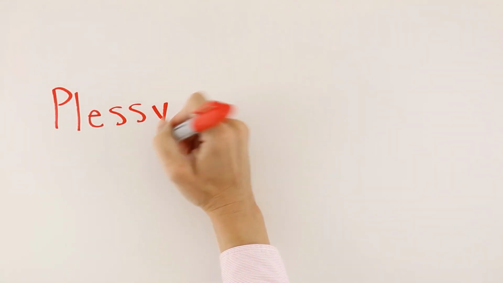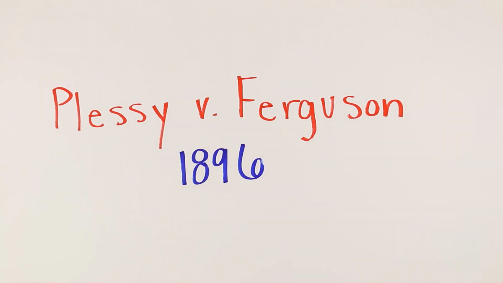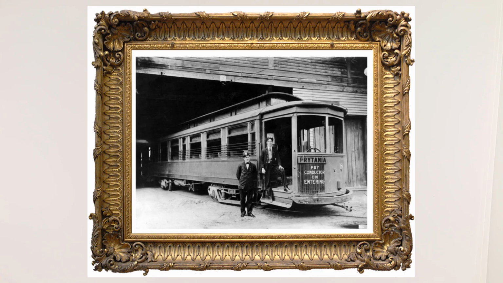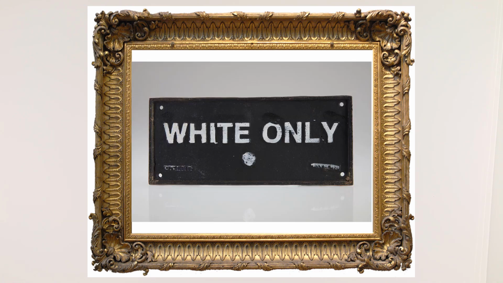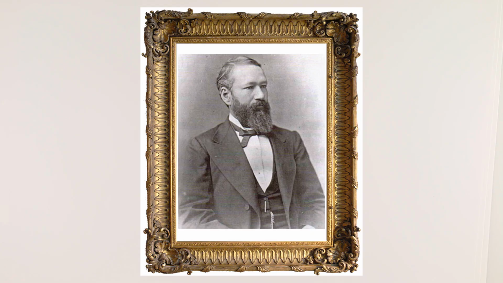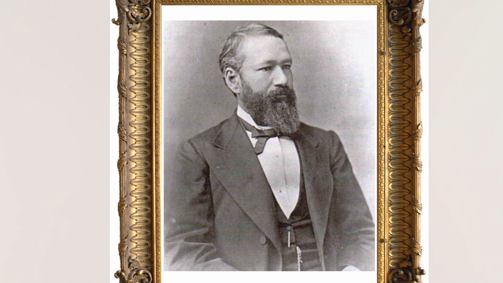The next case we will study is Plessy v. Ferguson. This case took place in 1896. Homer Plessy, who was 1/8 African American and 7/8 Caucasian, rode in a whites-only train car and was arrested. Plessy argued that segregation laws forcing him to ride in a separate train car violated the 14th Amendment, because as a U.S. citizen, he should be equally protected under the laws and enjoy all the privileges of citizenship.